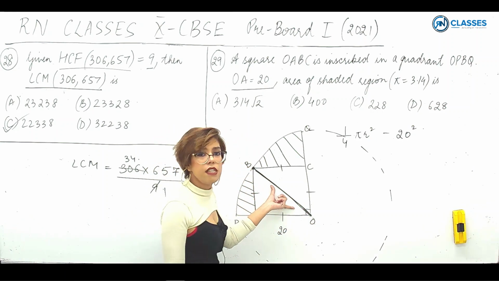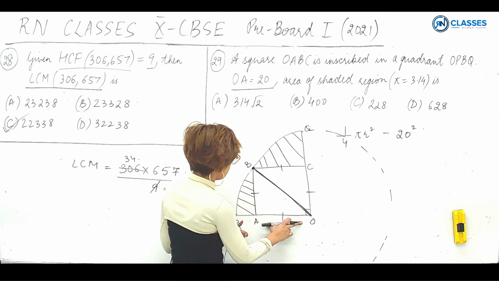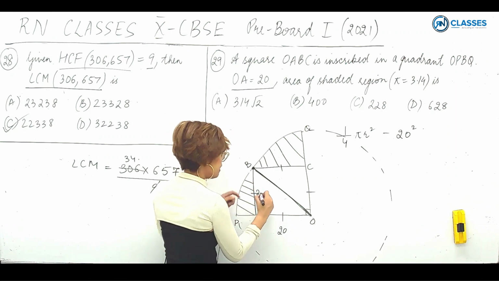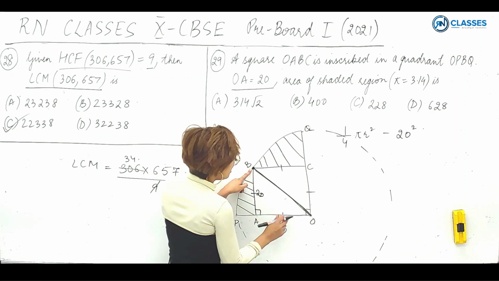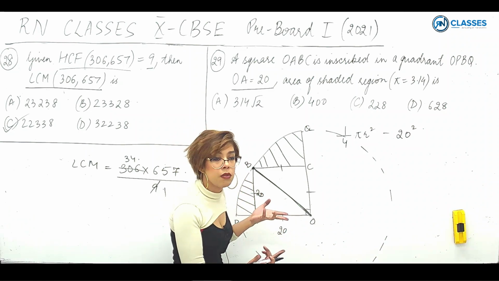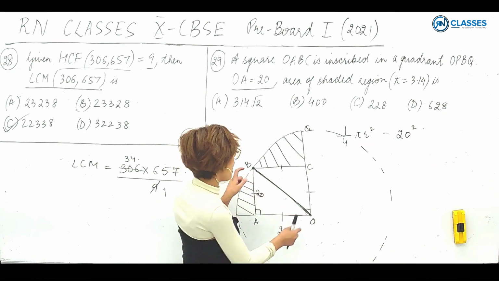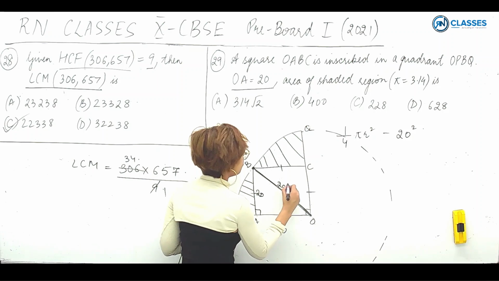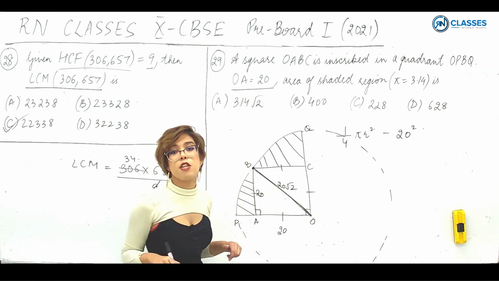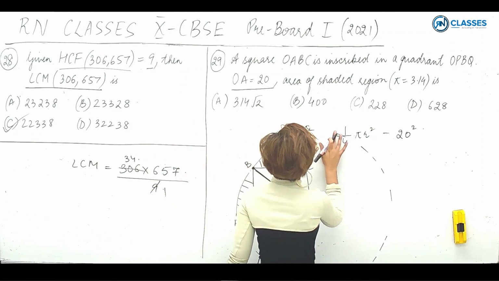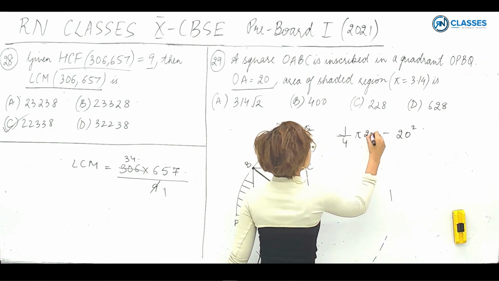Now I need to find out the radius. I know that this is 20. अब square है तो ये भी 20 होगा. This length is also 20. This is 90. 20, 20, using Pythagoras theorem or maybe just trigonometry, I know that this is 20 root 2. That means the radius is 20 root 2. Let's substitute it. So here, 20 root 2 whole square.